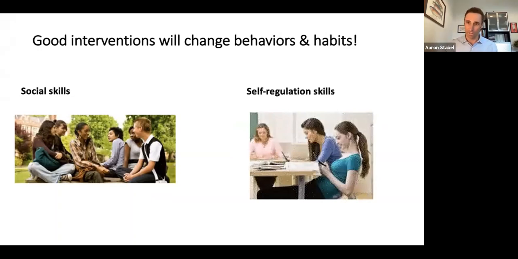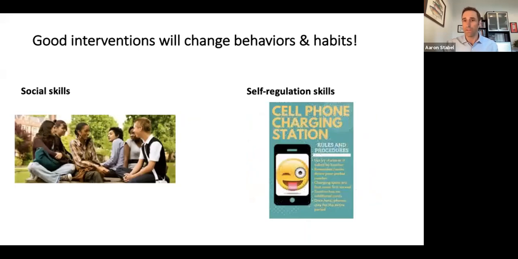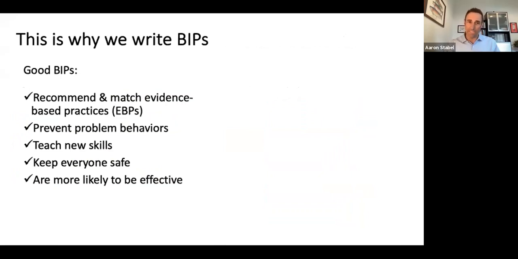And then we also have all sorts of other self-regulatory or other behaviors in our schools around cell phone use. But we know that if we implement solid school-wide cell phone policy interventions, we can curb inappropriate cell phone use even at the high school and middle school settings. So again, just a couple of examples of how we can match interventions to a particular problem and really change student behavior. So why do we write good BIPs?